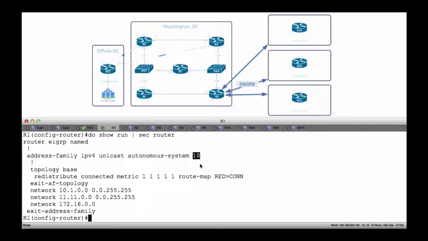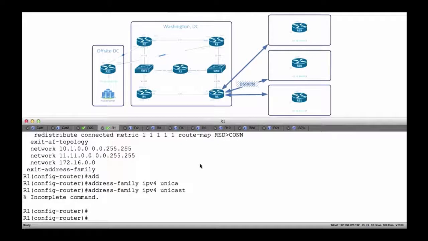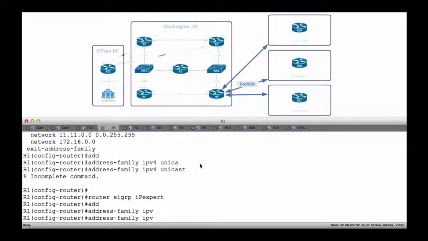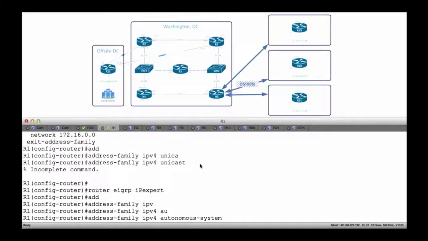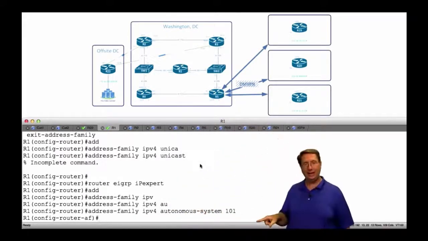But what happens, why can't I add this? Well, let's try something here. Let's say address family IPv4 unicast, and it's not letting me do it. Well, what happens if I create another named? Let's call this one IPExpert. Address family IPv4 autonomous system 101. Hey, we're cooking with gas now. It let us create it.